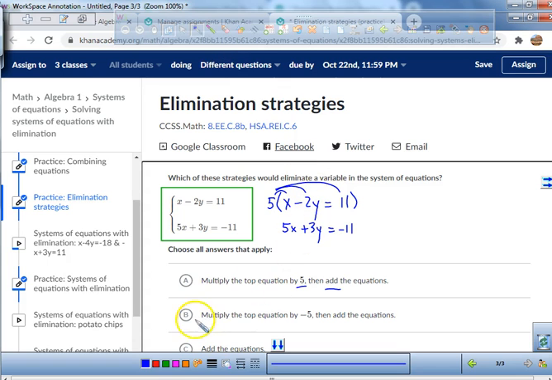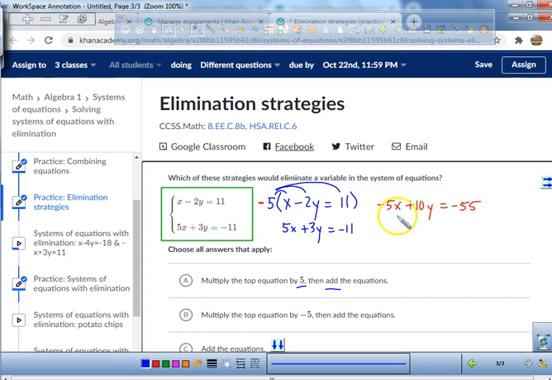Now, check this out. Let's check out answer choice B. It says, what if I multiply the top equation by a negative 5? What's negative 5 times x? Negative 5x. Negative times a negative is a positive. Negative 5 times 11 is negative 55.